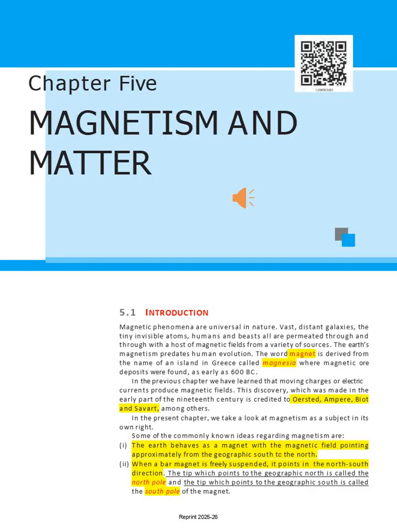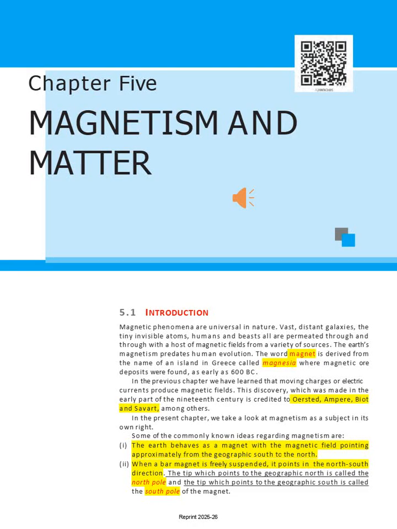In the previous chapter we have learned that moving charges or electric currents produce magnetic fields. This discovery, which was made in the early part of the 19th century, is credited to Ørsted, Ampere, Biot and Savart, among others. In the present chapter, we take a look at magnetism as a subject in its own right. Some of the commonly known ideas regarding magnetism are: the Earth behaves as a magnet with the magnetic field pointing approximately from the geographic south to the north.